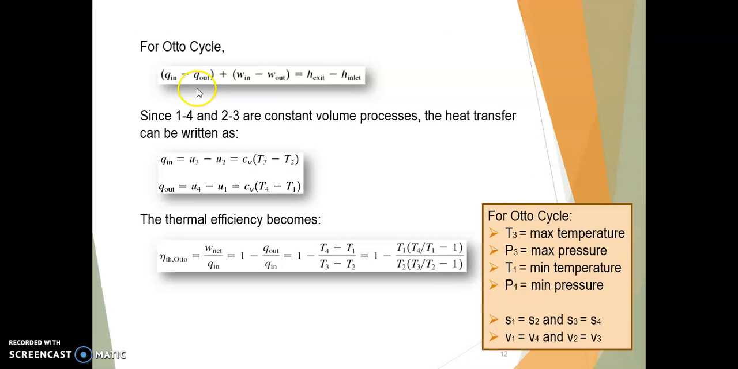So the most important formula that we have to keep in mind in our solution is that heat in minus heat out plus work in minus work out will be equal to the difference of the enthalpy between the exit and the inlet.